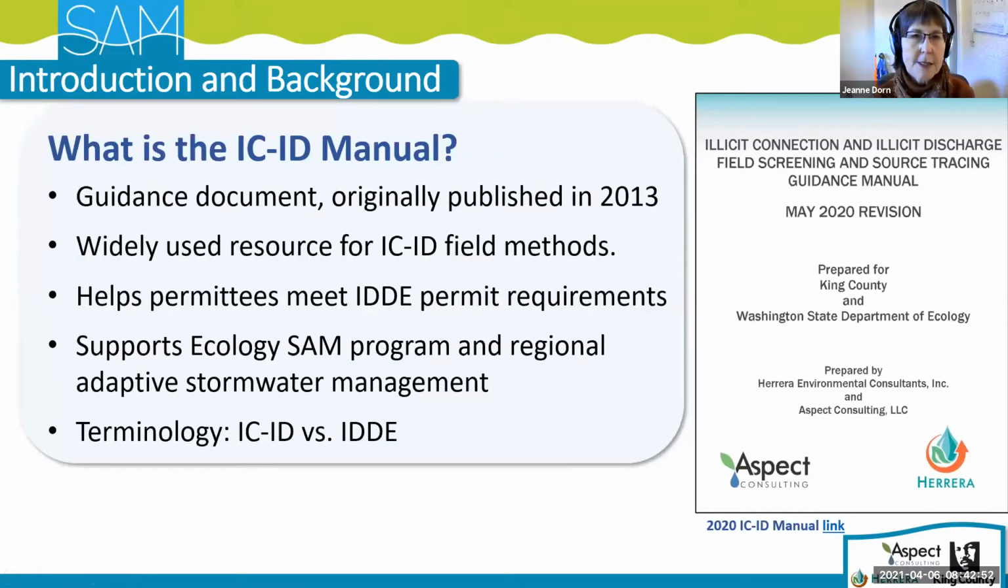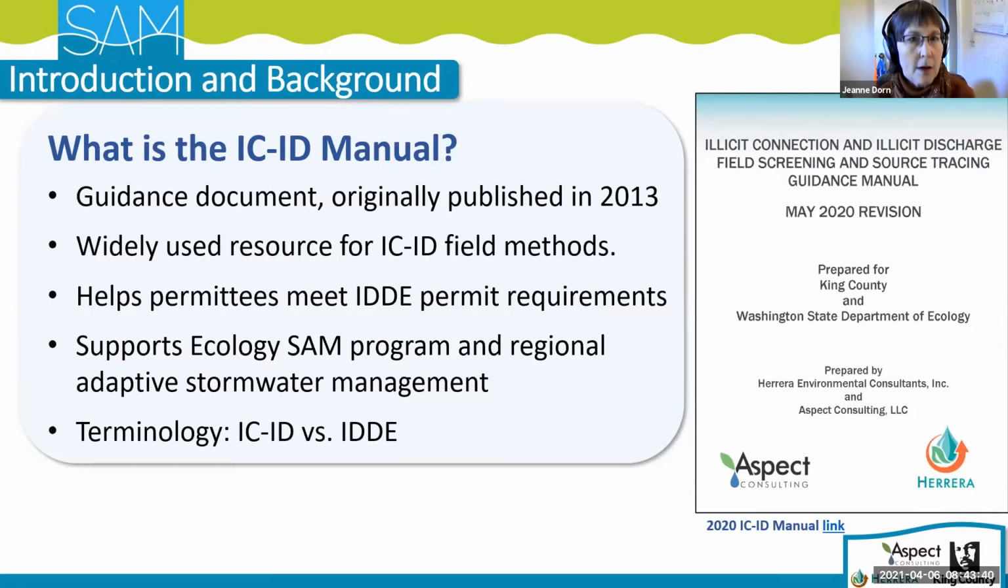So the manual focuses on field methodologies for identifying and tracing sources of illicit connections and illicit discharges to the MS4 storm sewer. The manual and the associated training resources support the field screening and source tracing requirements of the MS4 permit for illicit discharge detection and elimination programs, or IDDE for short. Other components of IDDE are not included in this ICID manual, especially enforcement. This manual focuses on identifying and tracking illicit connections and discharges.